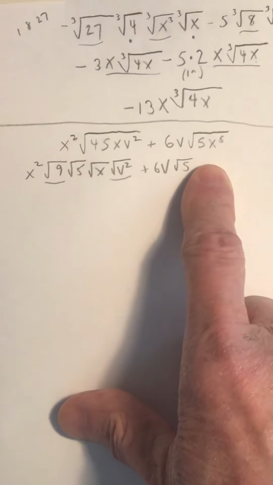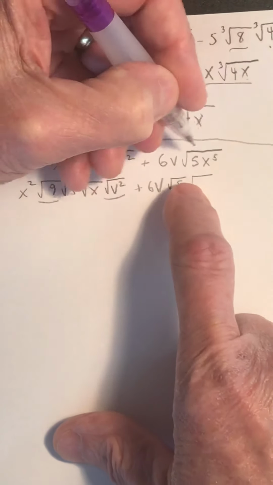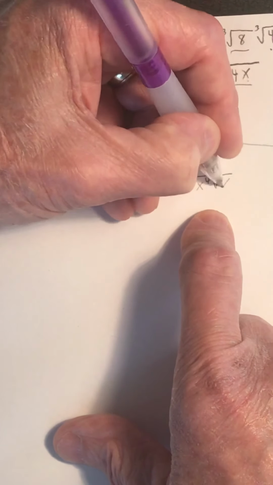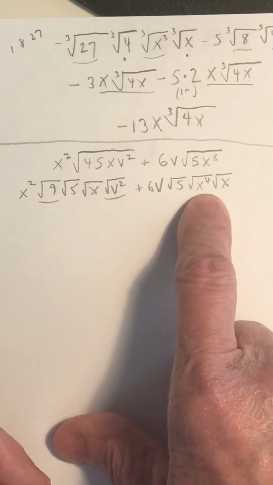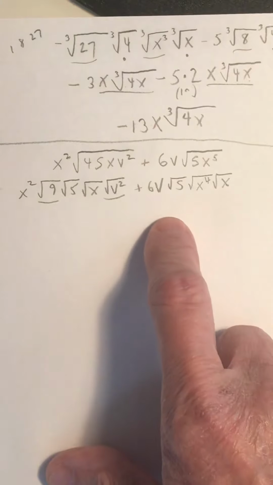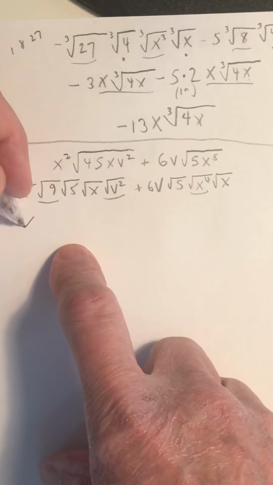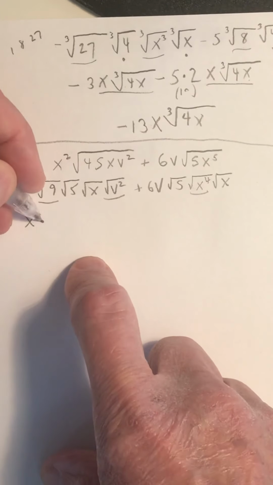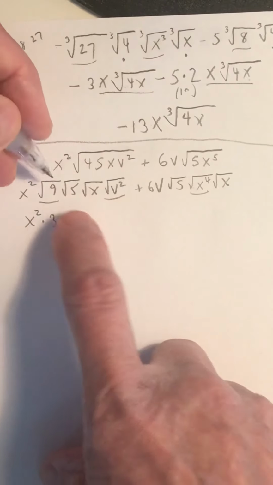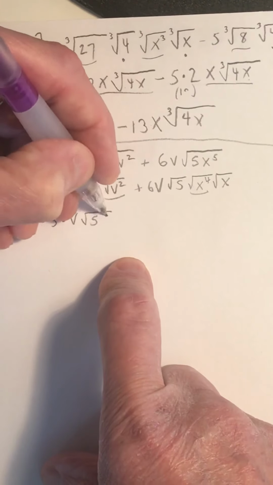X to the 5th, I want to get the biggest possible power of x that's divisible by the invisible 2. In other words, biggest possible even power. So there we go. X to the 4th times x replaces x to the 5th. So that's going to change. And let's make these changes. We have x squared times 3 times v, and still under the radical 5 and an x.